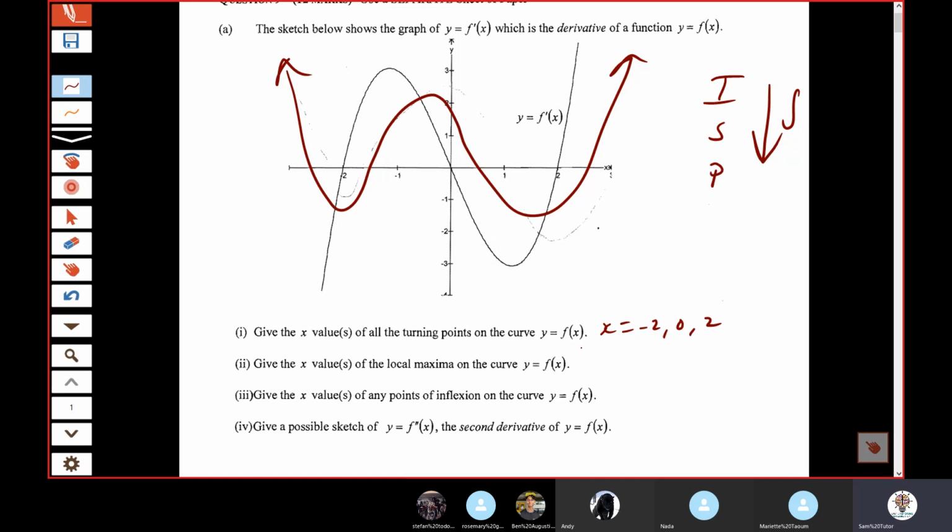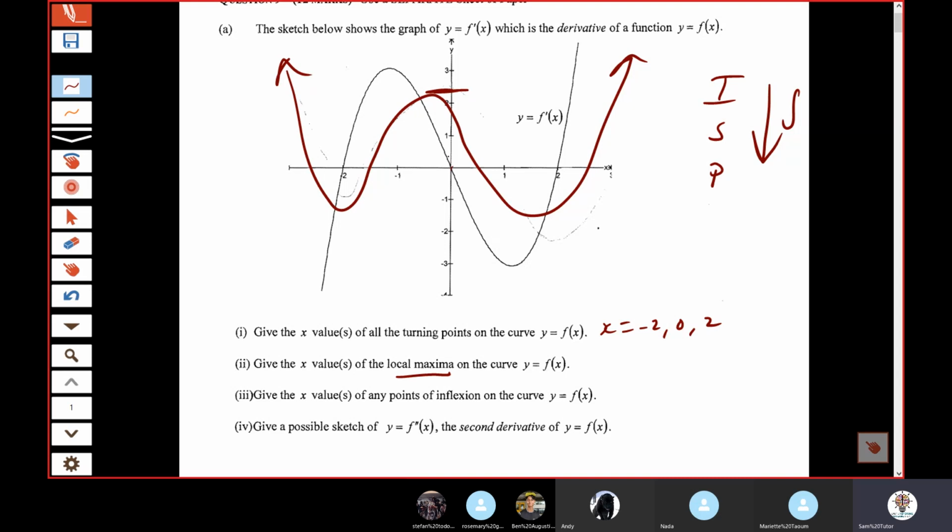Okay. All right. I'm waiting. All right. Relax. A little bit more work on this, right? Okay. Give the x value of the local maximum. The maximum is right here. That's the local maximum. When does that occur? At 0. I just drew it very badly, but you guys get it.